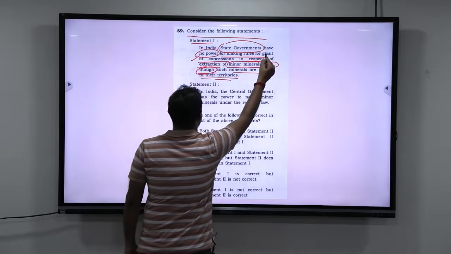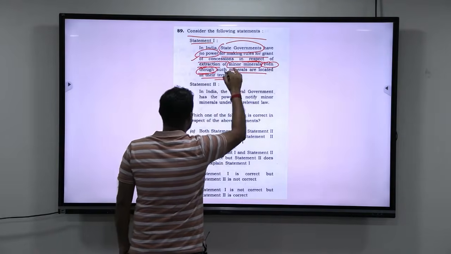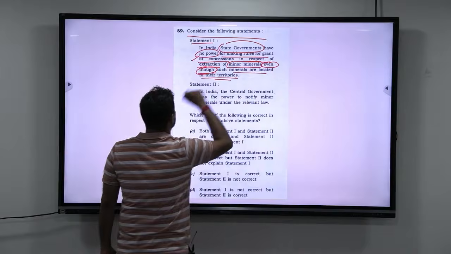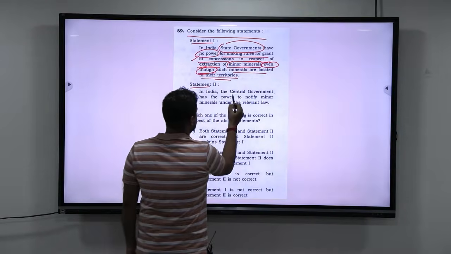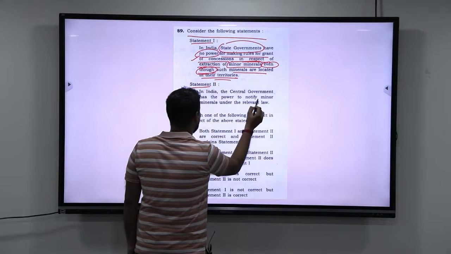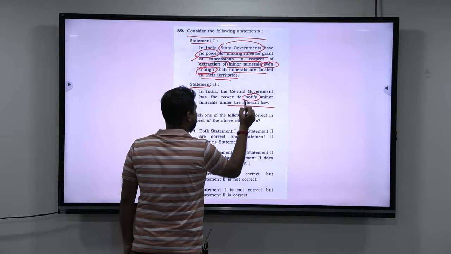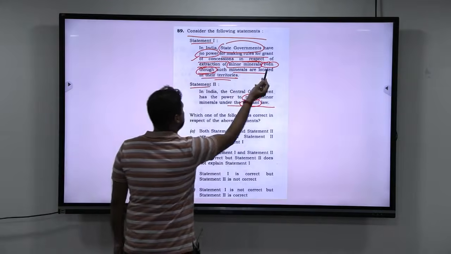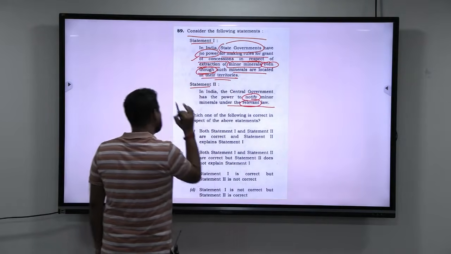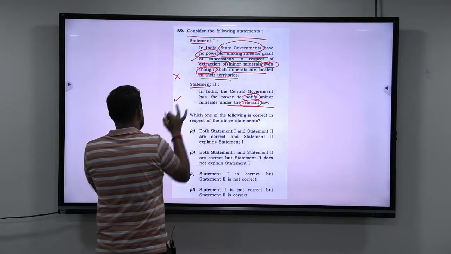Statement 1 again: in India, state governments have no power for making rules for grant of concessions in respect of extraction of minor minerals, even though such minerals are located in their territories. Statement 2. In India, the central government has the power to notify minor minerals under the relevant law. Here are also two words: notify, relevant law. If you look at no power, even though, and if you look at notify and relevant, you should know with that particular language that this is wrong and this is right.